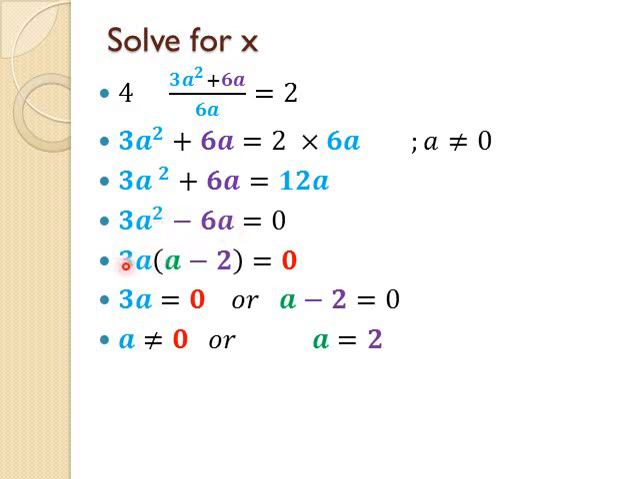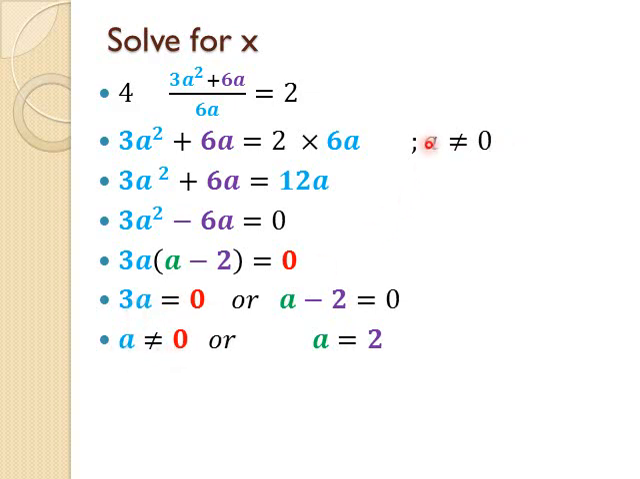So 3a squared divided by 3a, 3 divided by 3 is 1, a squared divided by a gives me a. Negative divided by positive is negative. 6 divided by 3 is 2. And a cancels. So now, using zero factor law, I can say 3a equals 0. Or a minus 2 equals 0.